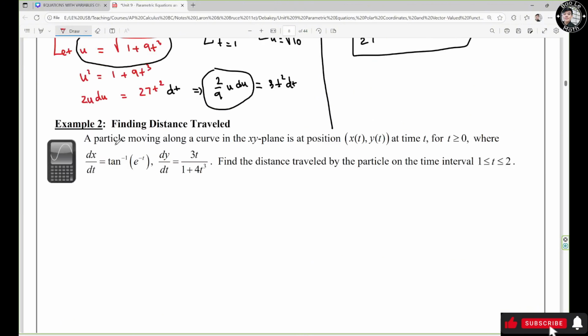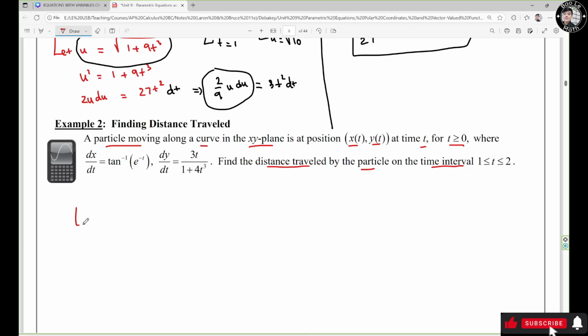Now let's move on to example number 2. Find the distance traveled. A particle moving along a curve in the xy plane is at position x of t, y of t at time t for t greater than or equal to 0, where dx over dt equals inverse tangent of e to the negative t, and dy over dt equals 3t over 1 plus 4t cubed. Find the distance traveled by the particle on the time interval t from 1 to 2 inclusive.